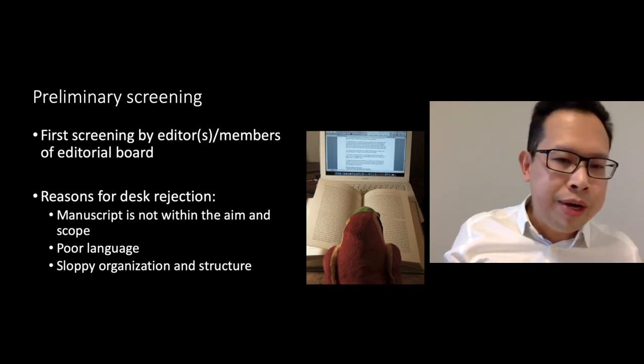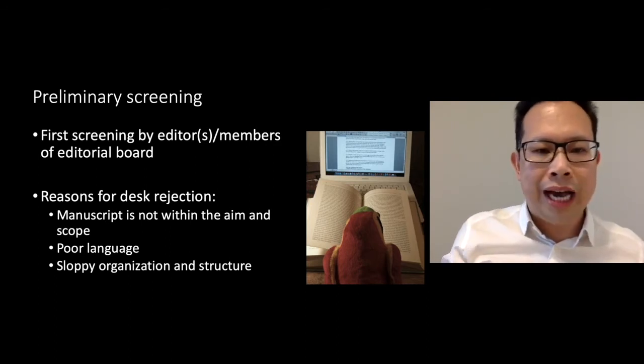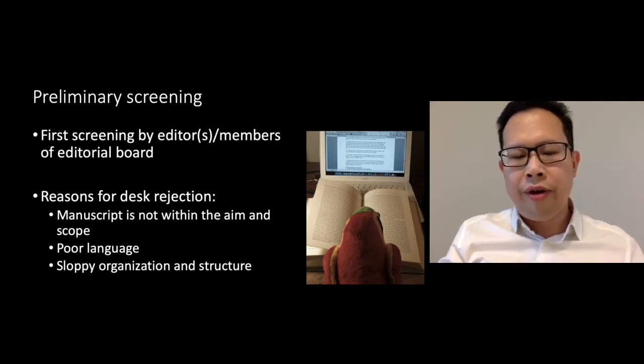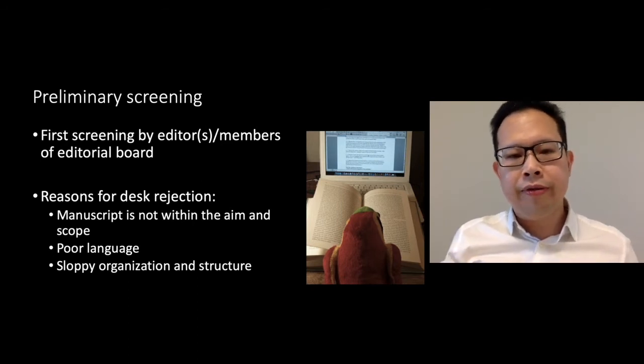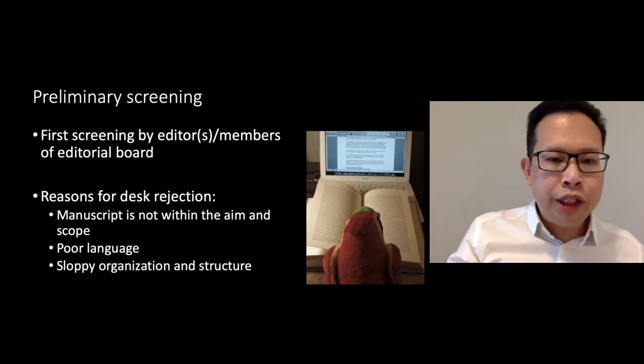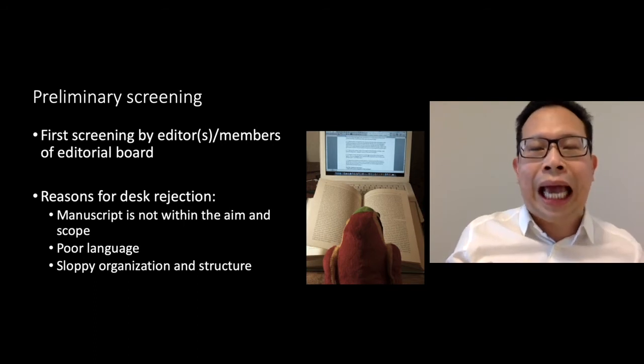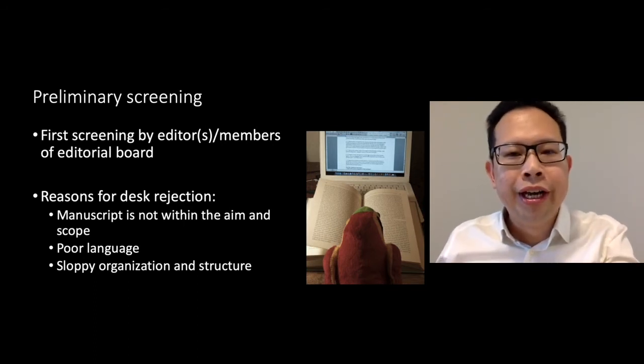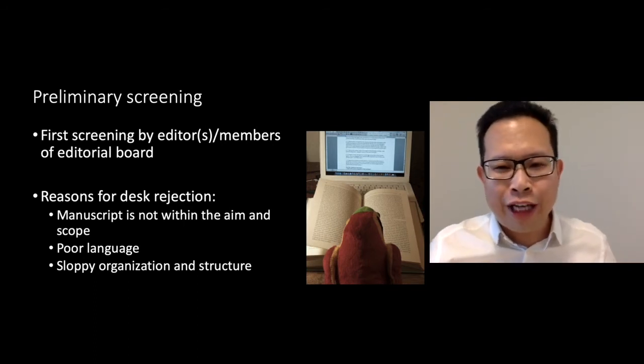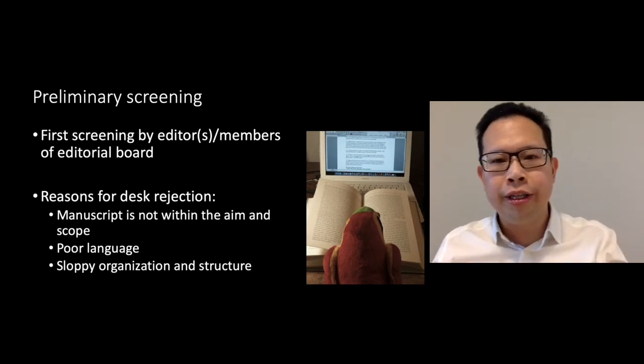And what are some of the reasons for so-called desk rejection? So first, a very common reason for desk rejection is that your manuscript is not within the aim and scope of the journal. So that's the reason why you have to pay attention to the instructions for authors page.